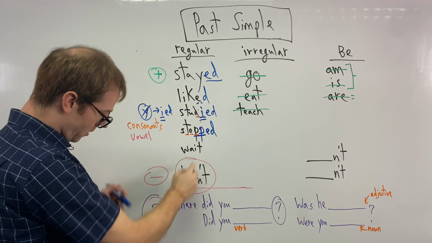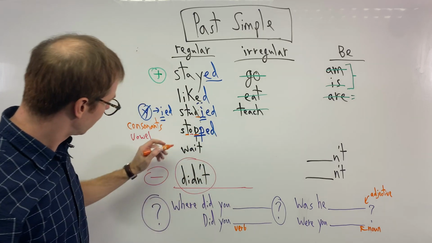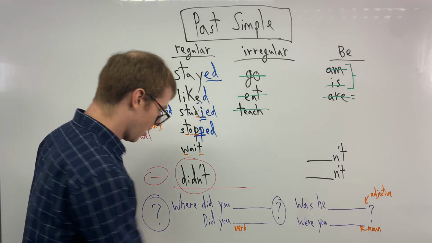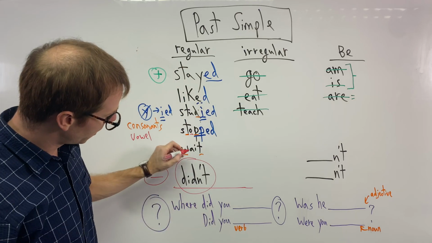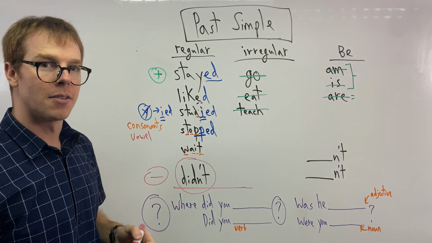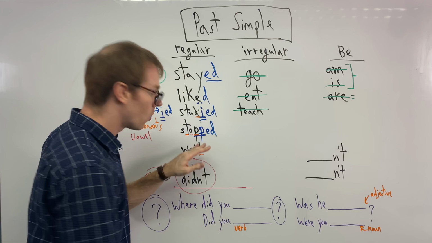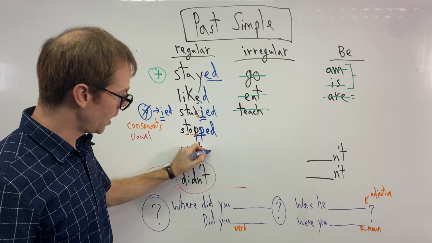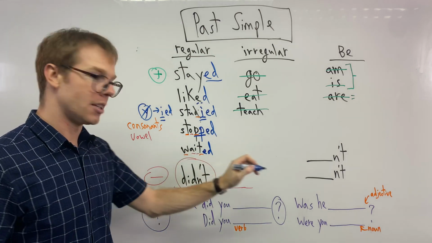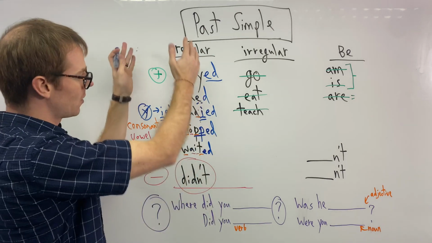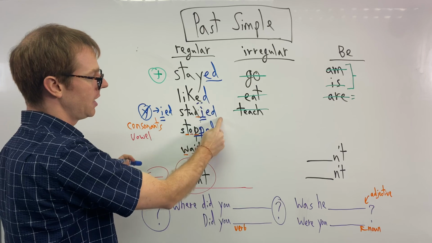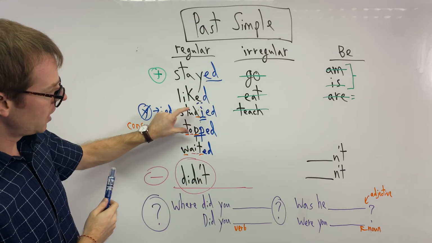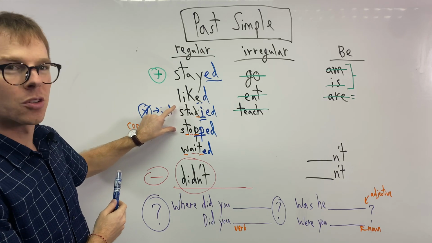This one, look at wait. For wait, we have our W, we have our T, our consonants, but for vowels, we have two vowels in between. For this kind of word, we don't do the double at the end. We just do ED, waited. So again, here are our regular ones, ED. Just remember especially these two. They're a little bit special.